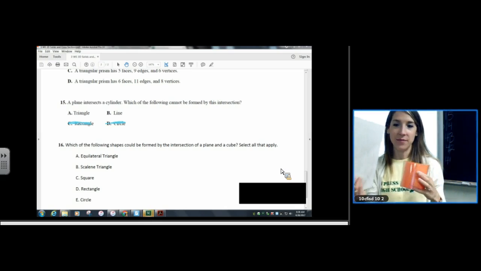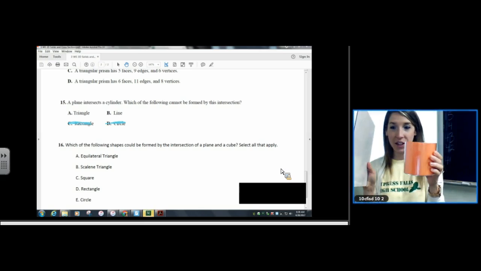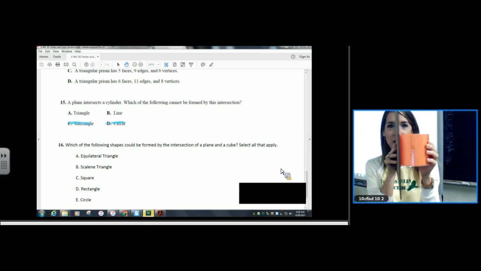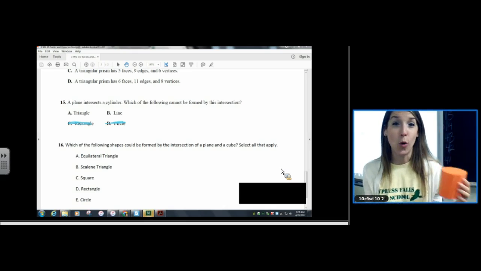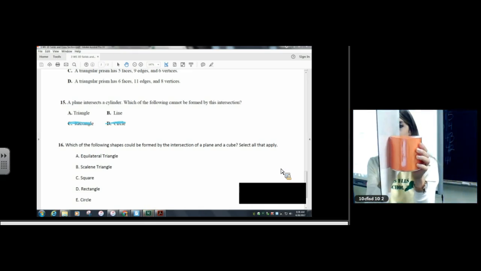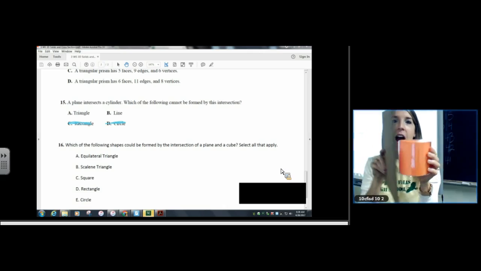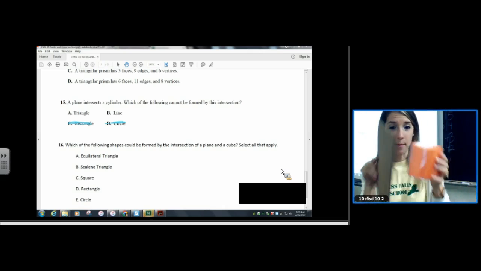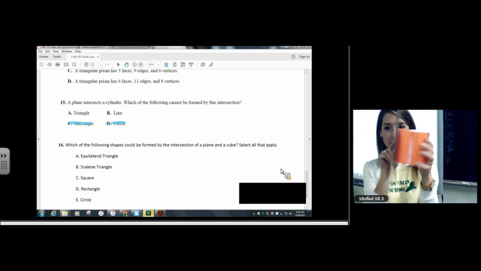A plane could intersect a cylinder and be tangent to the cylinder, meaning it's touching it in a segment or a line. It's just barely grazing the cylinder. I'm not slicing it, I'm intersecting it in a line. I'm tangent to the cylinder.